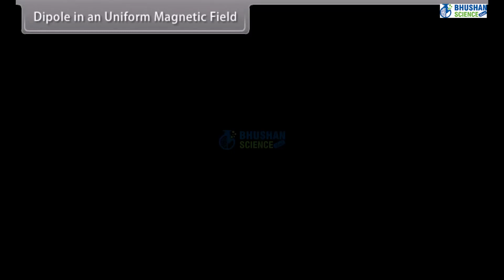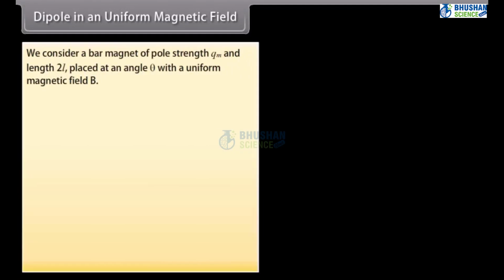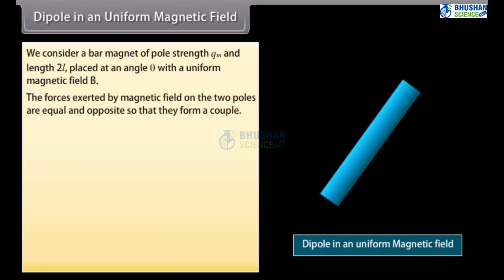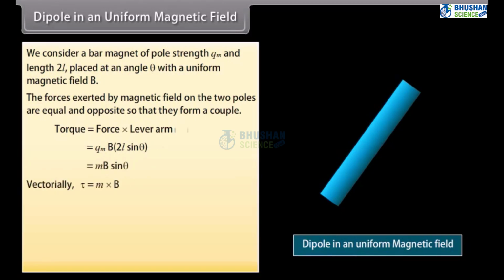Dipole in a uniform magnetic field. We consider a bar magnet of pole strength Qm and length 2L placed at an angle theta with a uniform magnetic field B. The forces exerted by the magnetic field on the two poles are equal and opposite, so that they form a couple. Torque is equal to force into lever arm. By putting the values in the above equation, we get the value of torque equals mB sin θ. Vectorially, it is represented as τ = m × B.